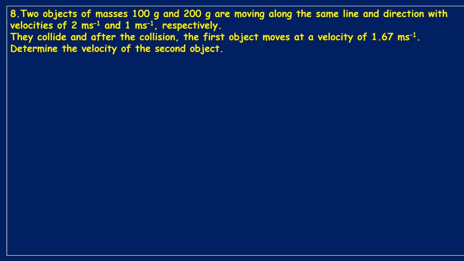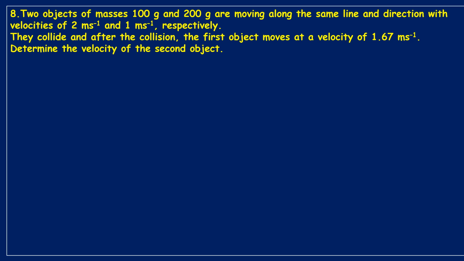Now, they collide with each other. After the collision, the first object moves at a velocity of 1.67 meters per second. Now, determine the velocity of the second object.